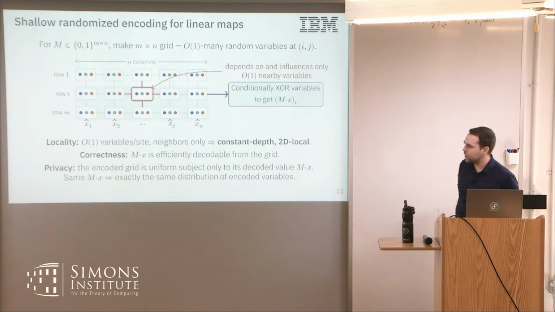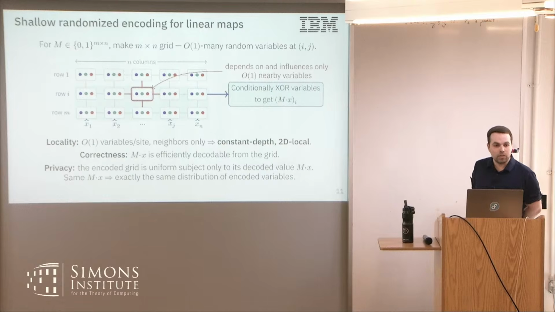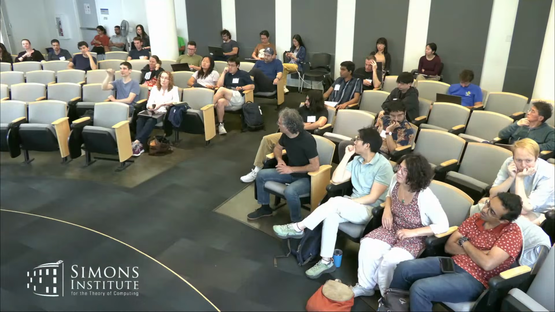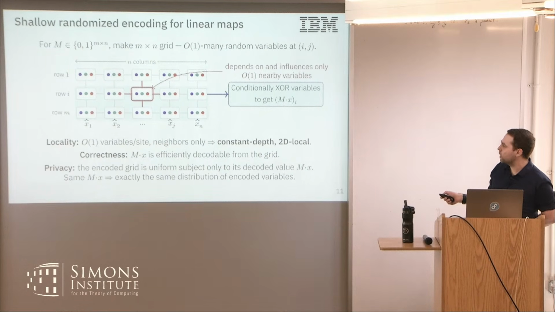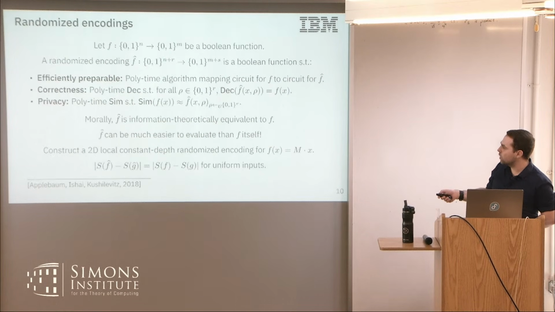Yes, that's right. Wait, sorry, I'm still confused. If x is in the last row, then how does the first row at all depend on x? So it doesn't. That's kind of the beauty of it. But if you want to get the first entry of m times x, then you have to XOR everything, the entire grid. Oh, okay. Because this decoding algorithm doesn't have to be local. This just has to be any polynomial time algorithm. Sure. Okay, I get it.